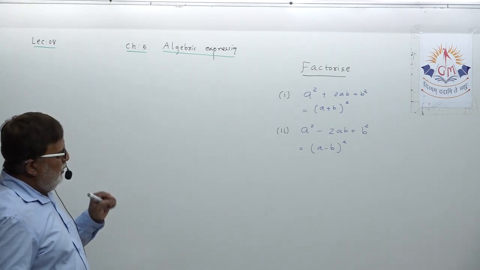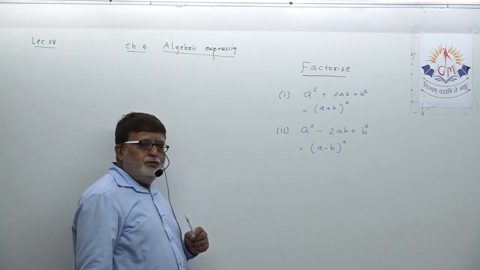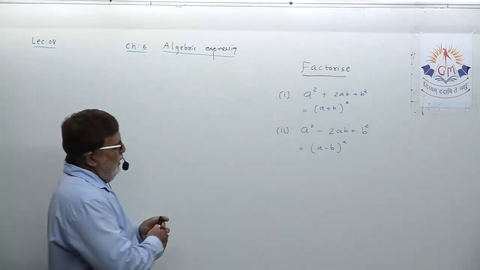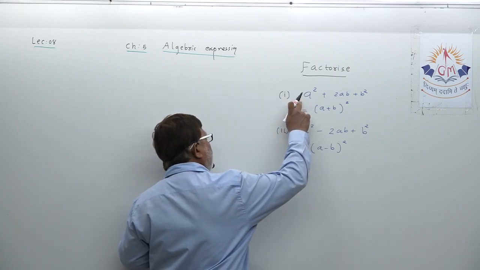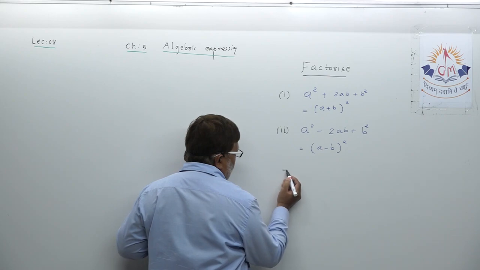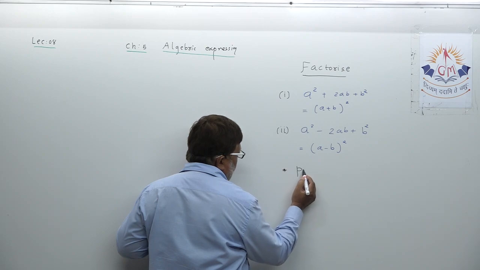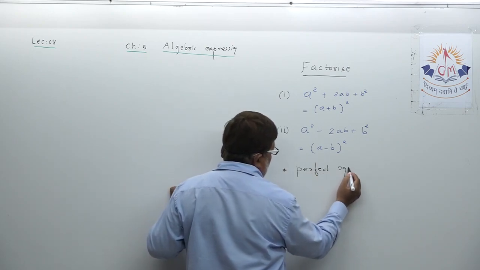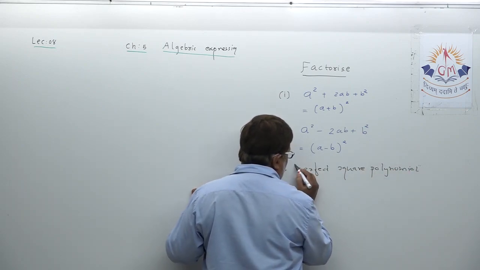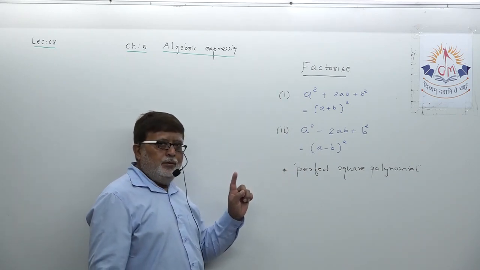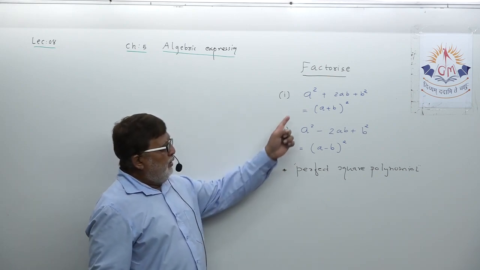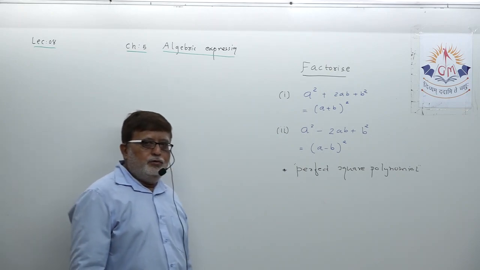Okay. When we are learning the reverse order of both identities under the title factorization, I am writing one word here. If you want to utilize both these identities for factorization, you have to understand a very important term: perfect square polynomial. If the given polynomial is a perfect square polynomial, then you can apply both these identities.